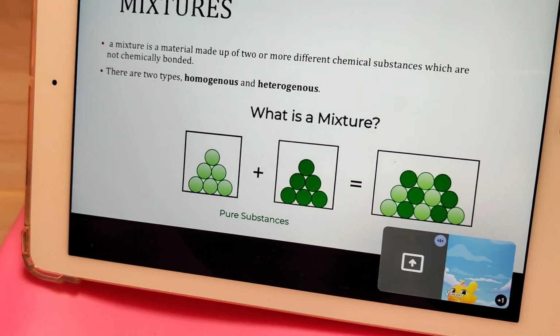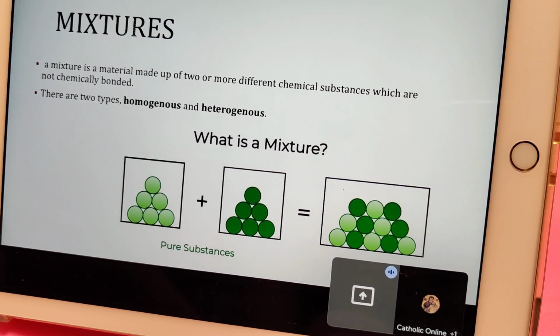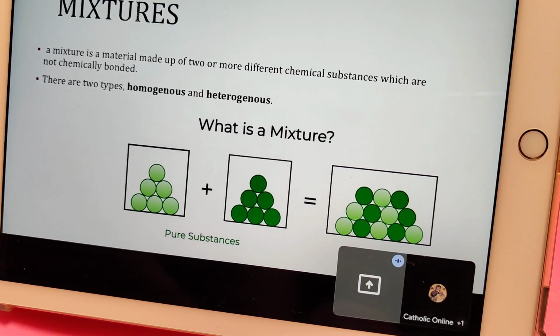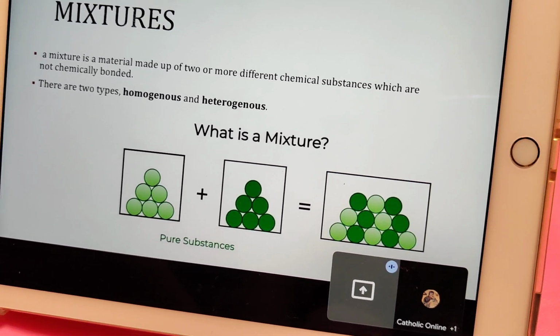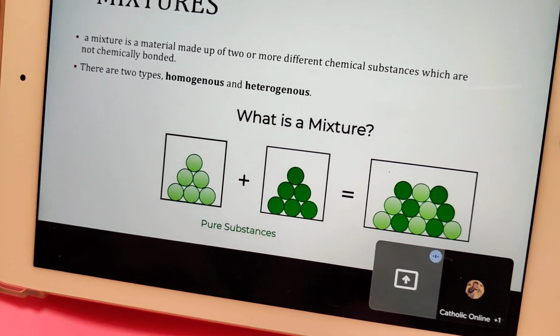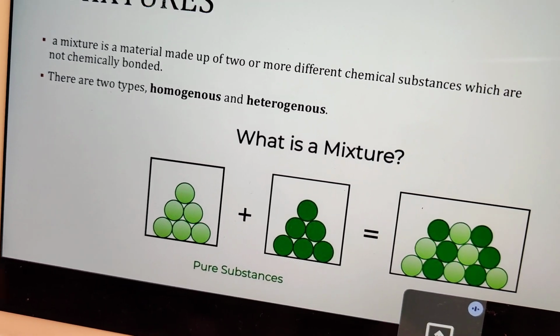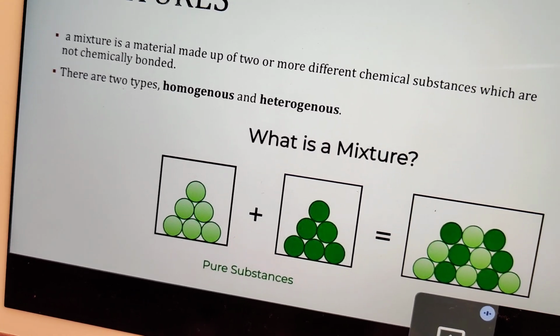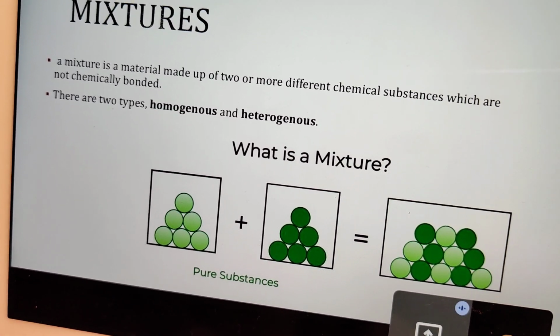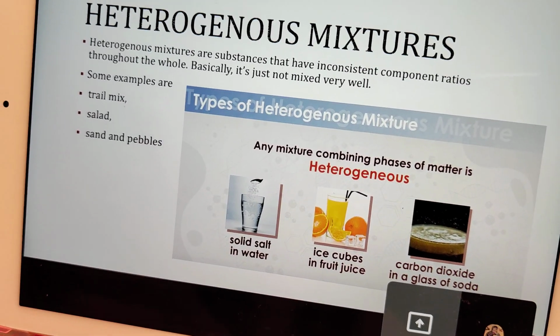Mixtures. A mixture is a material made up of two or more different chemical substances which are not chemically bonded. There are two types, homogeneous and heterogeneous. Yes, very important. Mixtures are substances that are not chemically bonded. They are physically bonded. This is very important. You have to remember that. Let's do the next slide.